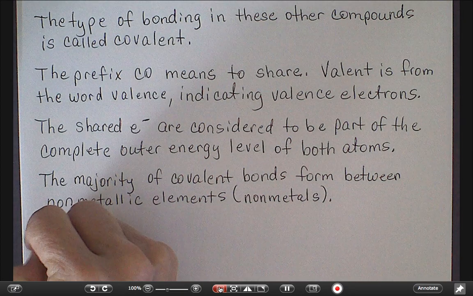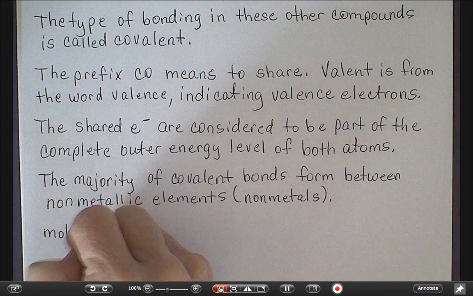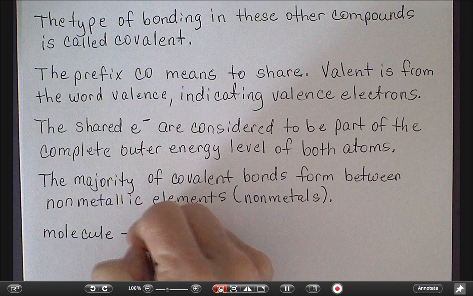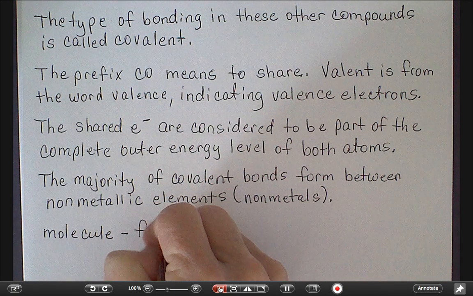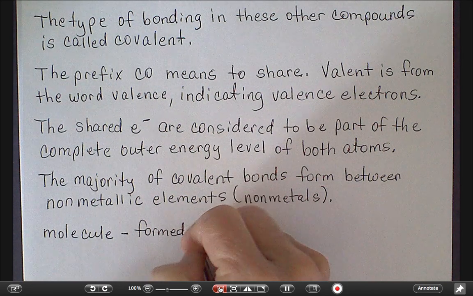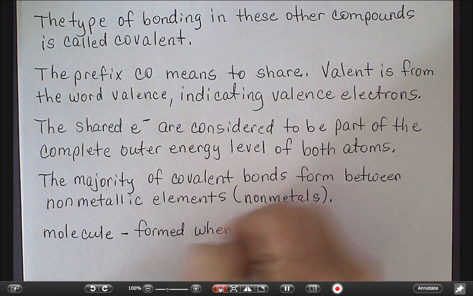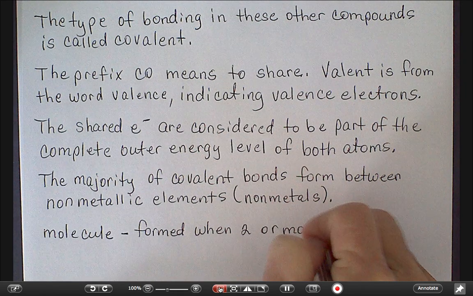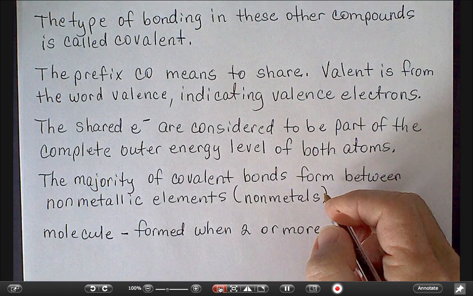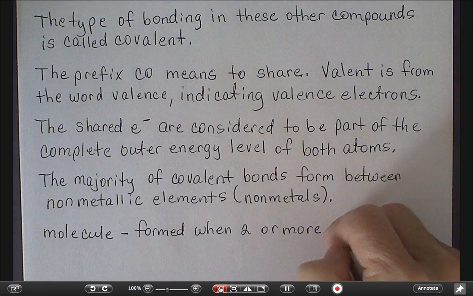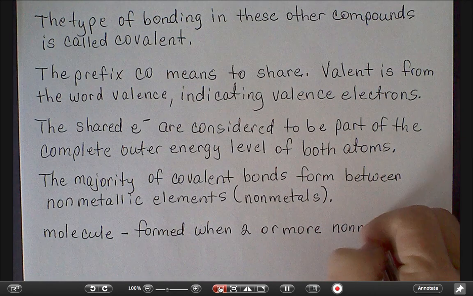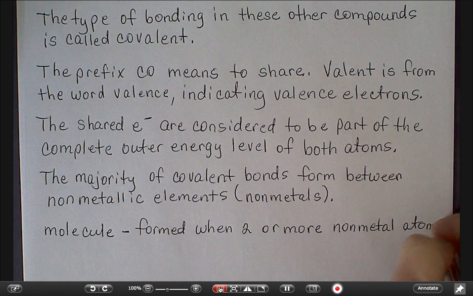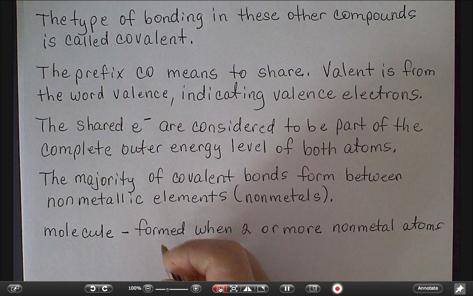Definition, molecule. Formed when two or more nonmetal atoms bond covalently.